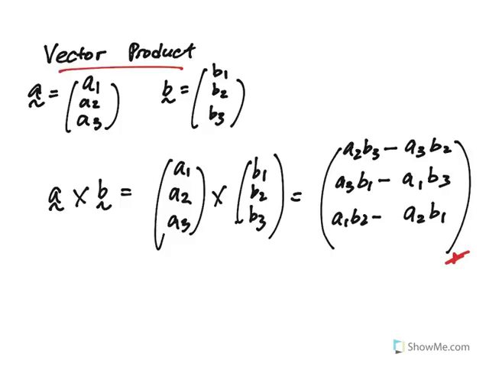Alright, so how do we remember this? One very easy way to remember this, let me just write it in the next step. If we have A1, A2, and A3, vector product with B1, B2, and B3.